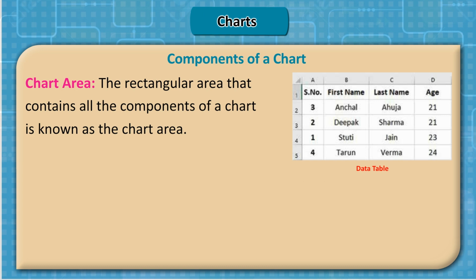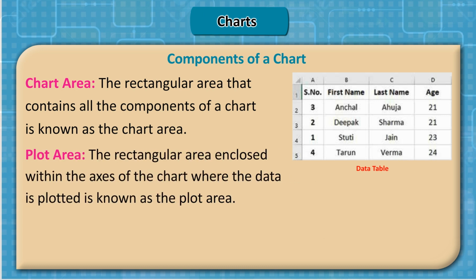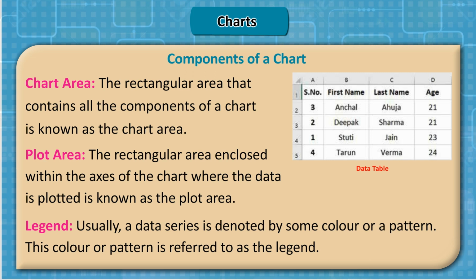Chart area. The rectangular area that contains all the components of a chart is known as the chart area. Plot area. The rectangular area enclosed within the axes of the chart where the data is plotted is known as the plot area. Legend. Usually, a data series is denoted by some color or a pattern. This color or pattern is referred to as the legend.